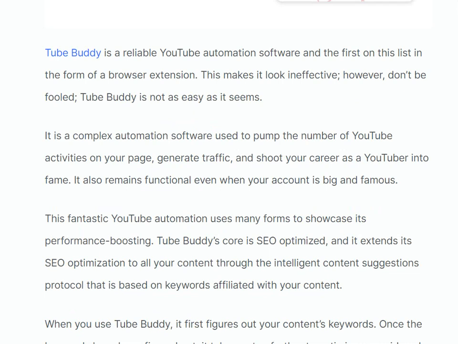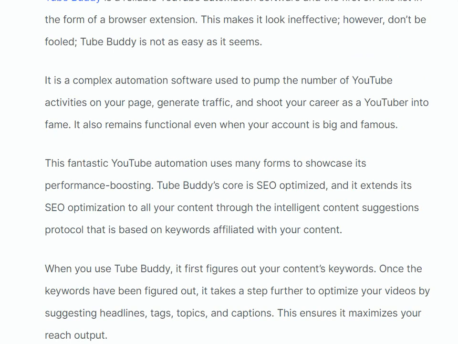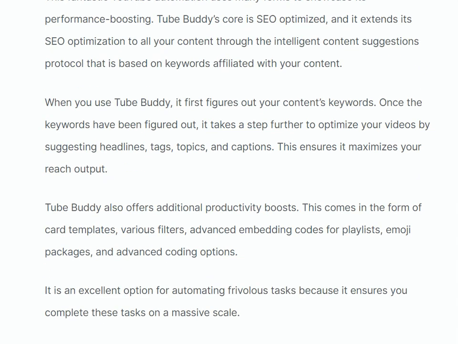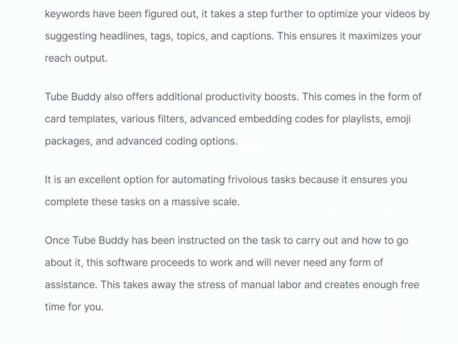This fantastic YouTube automation tool uses many forms to showcase its performance boosting. TubeBuddy's core is SEO optimization. When you use TubeBuddy, it first figures out your content keywords. Once the keywords have been figured out, it takes a step further to optimize your videos by suggesting headline tags, topics, and captions. It is an excellent option for automating frivolous tasks because it ensures you complete these tasks on a massive scale.